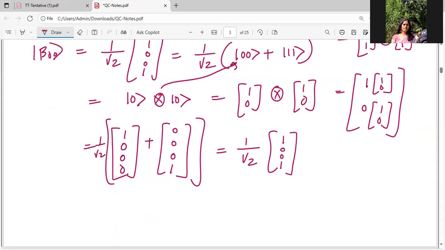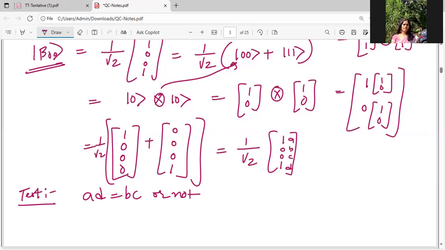I need to check whether the Bell states are all entangled or not. I have just given the first Bell state. How do I check it? There's a small test for a 2-qubit system. What is that? I will check whether AD is equal to BC or not. So A, B, C, D.